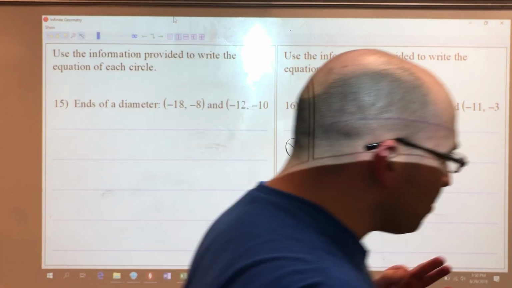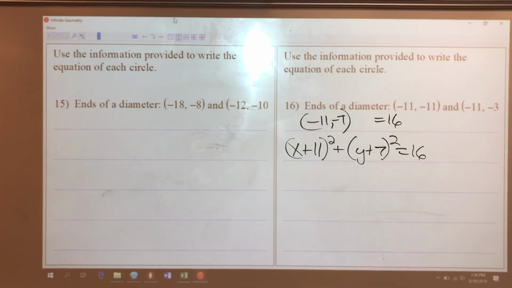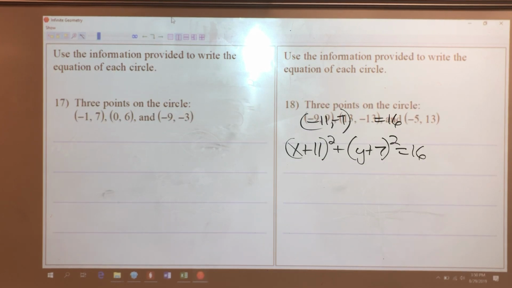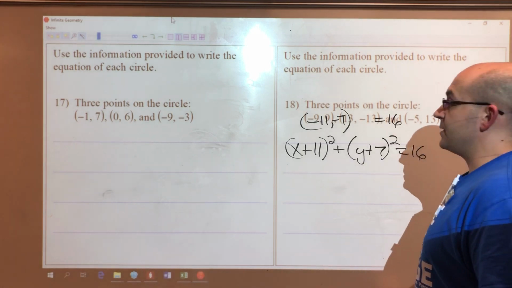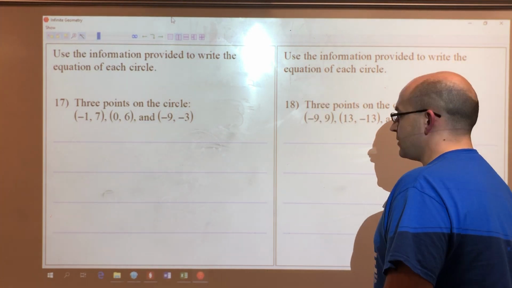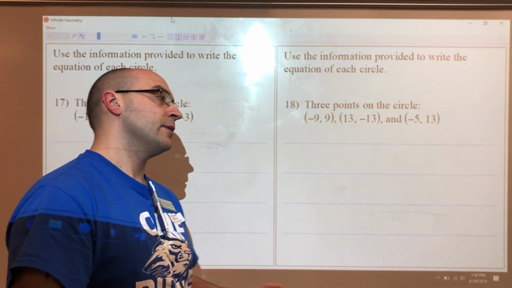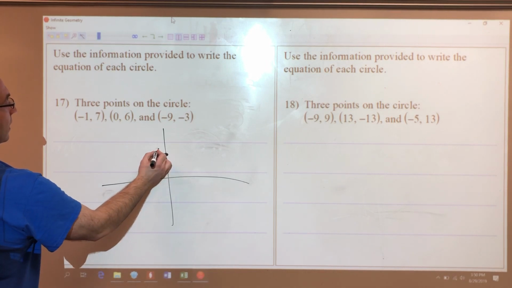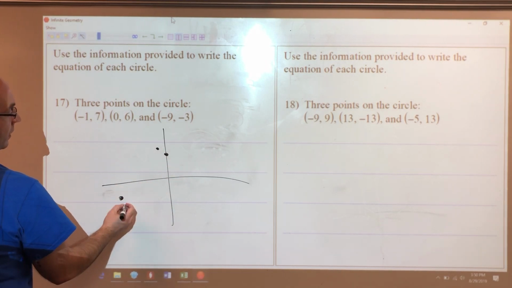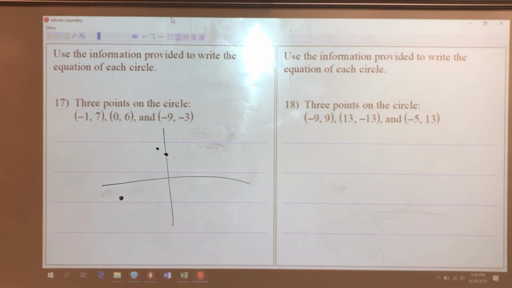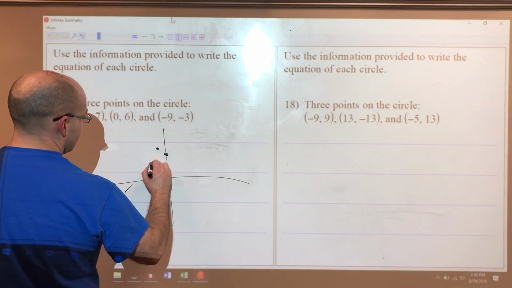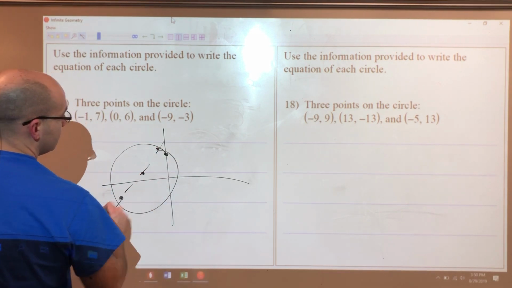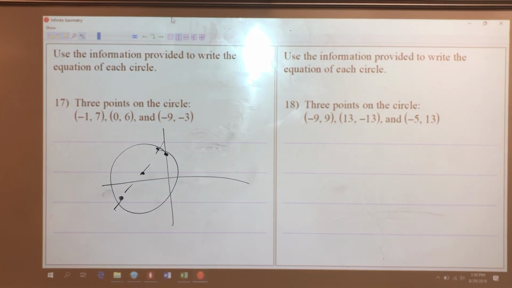Last one's 3 points on a circle. The best way to work this out is, again, graph paper, but 2 of these points are going to end up being the endpoints of a diameter. When I worked this one out on graph paper a second ago, 0, 6, negative 1, 7, and negative 9, negative 3. The values that I'm looking at here will give me negative 9, negative 3, and negative 1, 7. So that's my diameter.